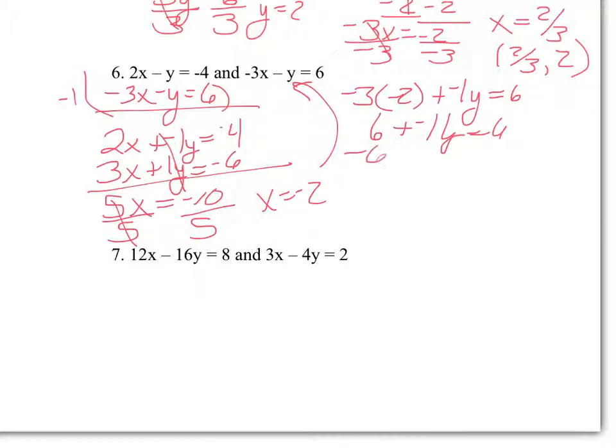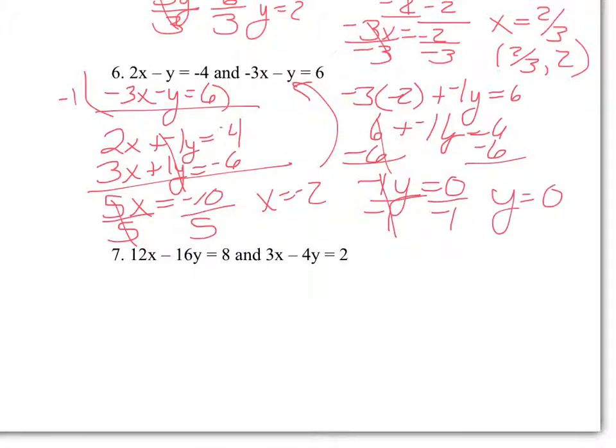Move the 6 to each side by adding negative 6. And I get negative 1y equaling 0. 0 is a number. It's perfectly okay to get 0. You're still just going to divide each side by negative 1. 0 divided by negative 1 is 0. Final answer is going to be (negative 2, 0).